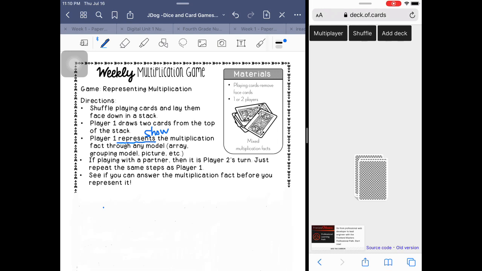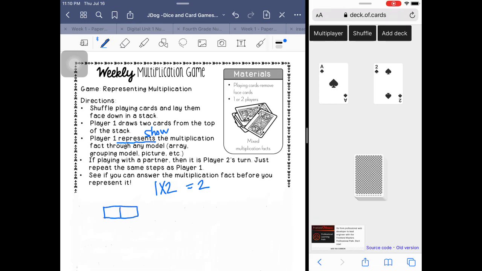All right, my cards are over here. I'm going to draw 2 cards and turn them over. I have an ace. Remember, that's worth 1. So my problem is 1 times 2, which I know is 2. And so I'm going to draw an array. 1 row of 2. So that's my first one. Pretty good, right?